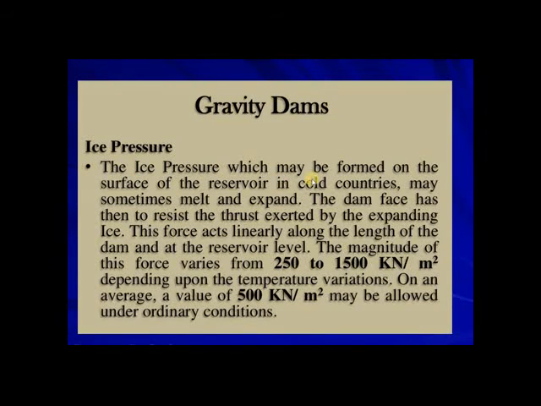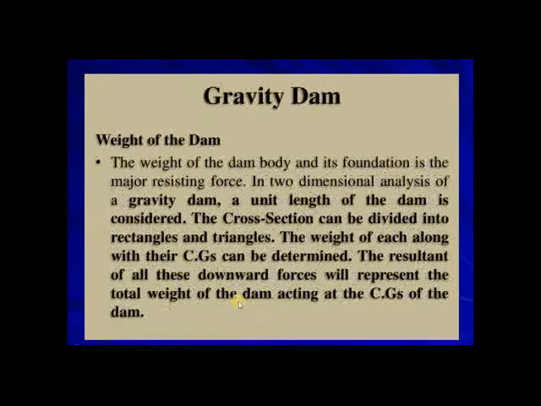Next is ice pressure. Ice may form on the surface of the reservoir in cold countries, and that may sometimes melt and expand. The dam face then has to resist the thrust exerted by the expansion when the top surface of water is converted into ice. This force acts linearly along the length of the dam at the reservoir level. The magnitude of this force varies from 250 to 1500 kilonewtons, so a usual value of 500 kilonewton per square meter may be allowed under ordinary conditions. So this ice pressure may be taken.